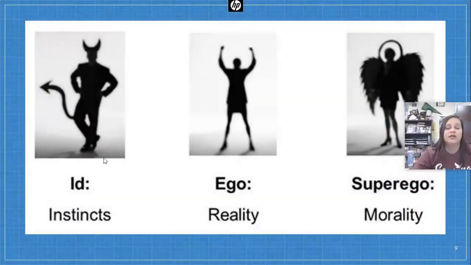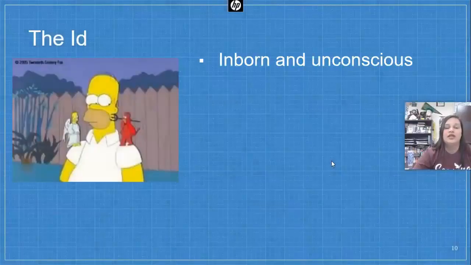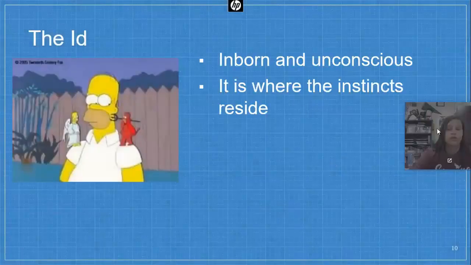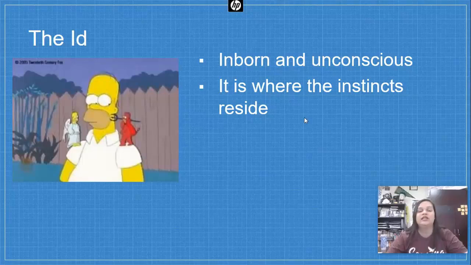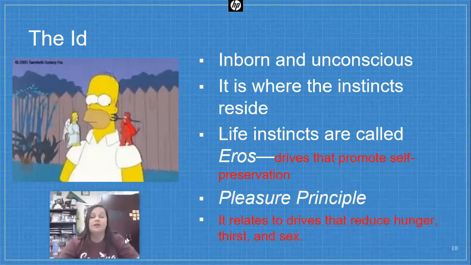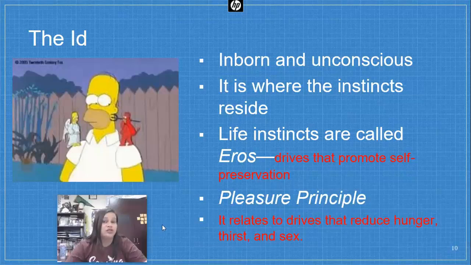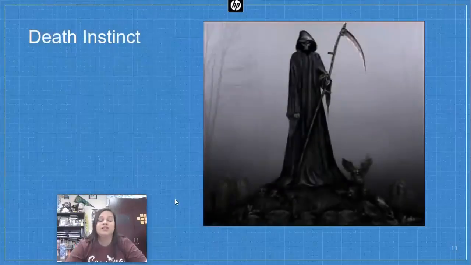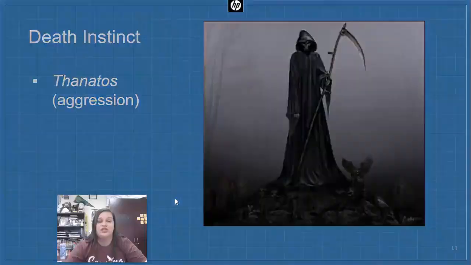A little bit more about each of those. Again, the id is acting on instincts, the ego on reality, and the superego working with morality. So the id is inborn. That's what we're born with as babies. That's all we have is an id, according to Freud. It's unconscious. It's where our instincts reside. Eros and Thanatos are there. That's promoting self-preservation. It does relate to drives that reduce hunger, thirst, and sex. And the death instinct, Thanatos, is there as well.